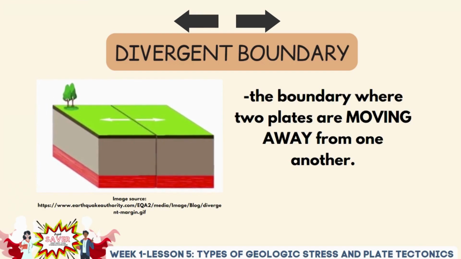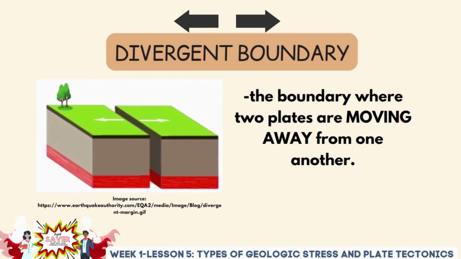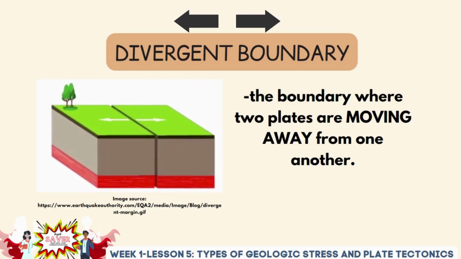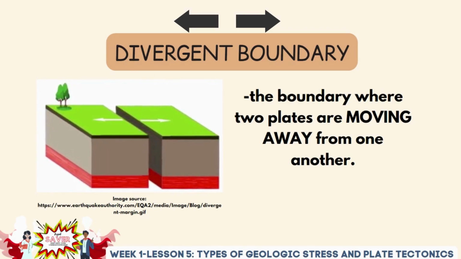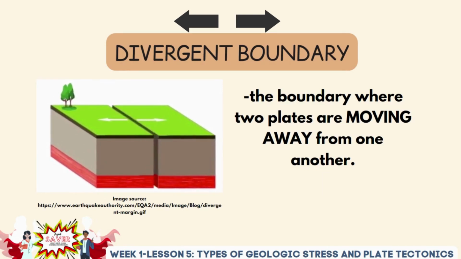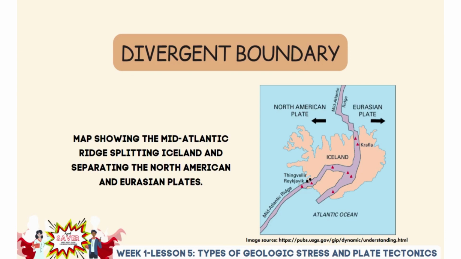The next type of plate boundary is the divergent boundary. Dito naman, the boundary where two plates are moving away from one another. Ang direction nila ay papalayo sa isa't isa. Isang magandang halimbawa ng divergent boundary ay ang boundary sa pagitan ng North American plate at ng Eurasian plate.